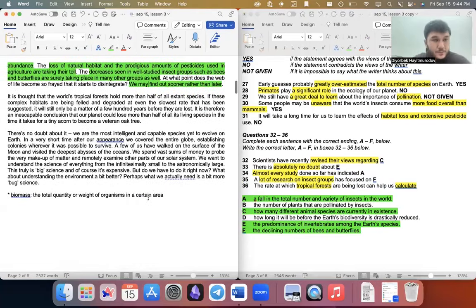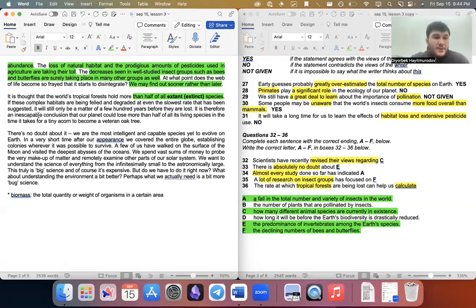It is thought that the world's tropical rainforests, tropical forests, hold more than half of the extant species. Do you guys know this word, extant? This is the opposite of extinct. Extinct means disappeared, completely died out. Extant means it's alive, existing.